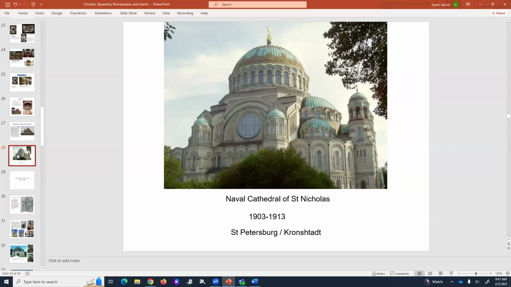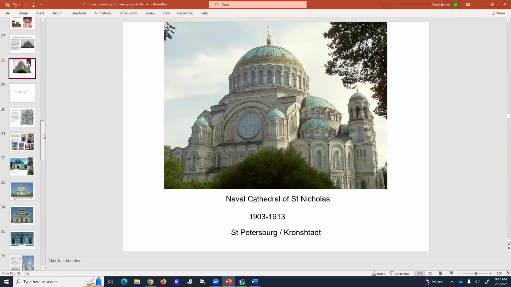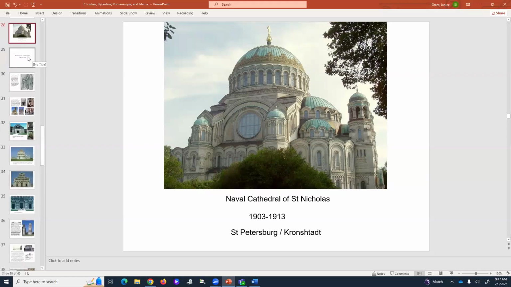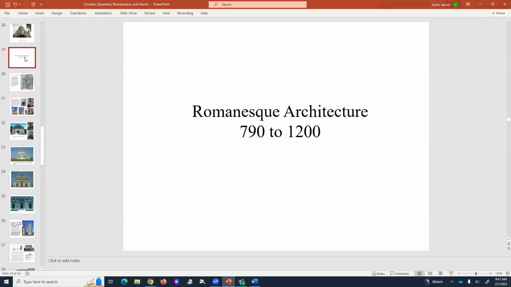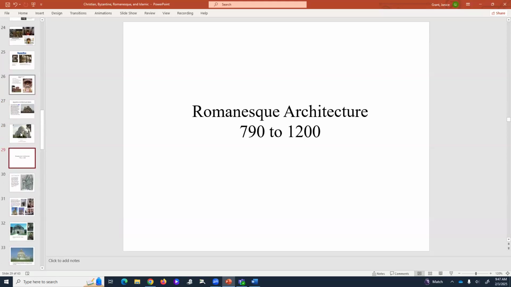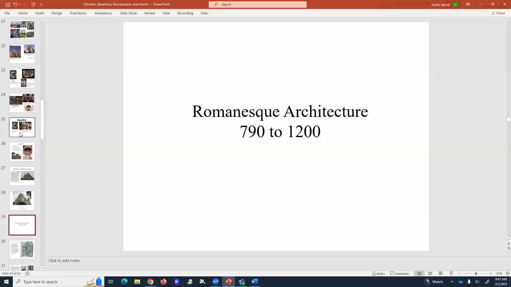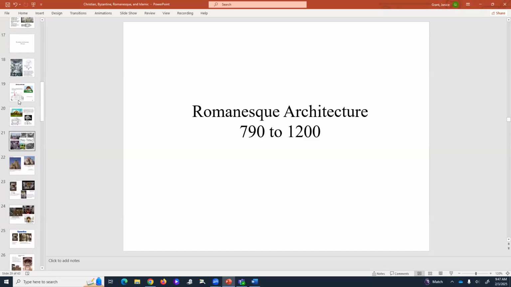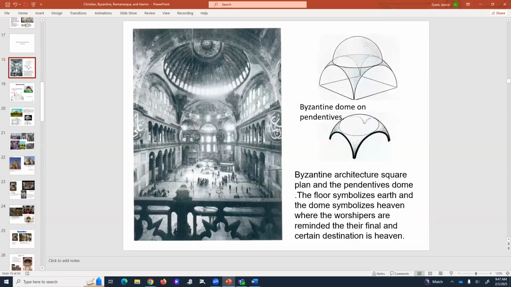I think this is the most beautiful one of all of them. All right, so that would be the Byzantine. What was the second sketch? The second sketch we have to do? So the first one was the early Christian. The second one is this Byzantine dome on pendentives.